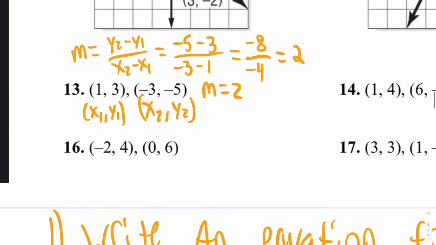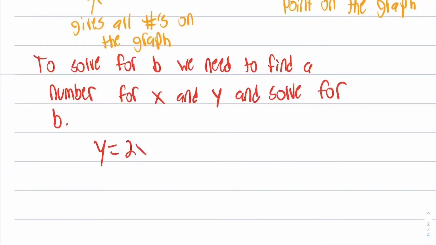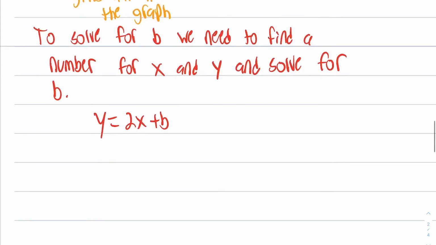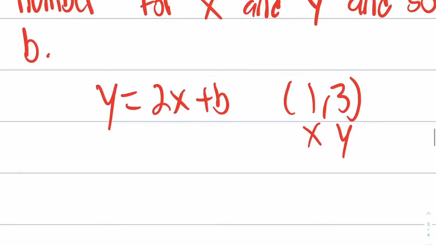Let's do that by taking this point. We're going to take 1, 3. Remember that number real quick, 1, 3. We know that y is equal to 2x plus b. We're going to take the point 1, 3, and that is something that we know is on the line. It's going to be on the graph, and it works for the equation. So we're going to take the x and the y, and we're just going to put them into this equation right here. So 3 is the y, 2 times x, which is 1, plus b.